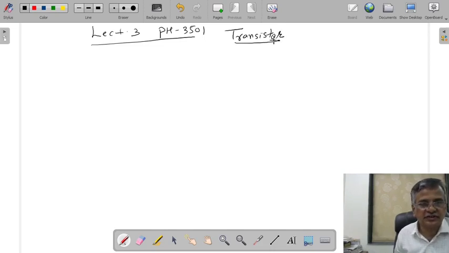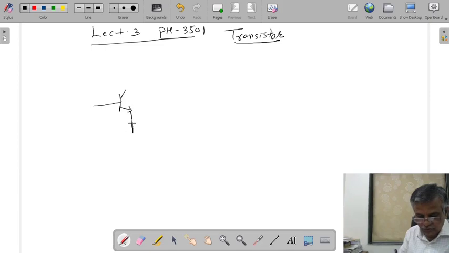In the last lecture, we have seen how to take the characteristics. I am just revising. This is the circuit diagram to obtain input and output characteristics for a transistor.